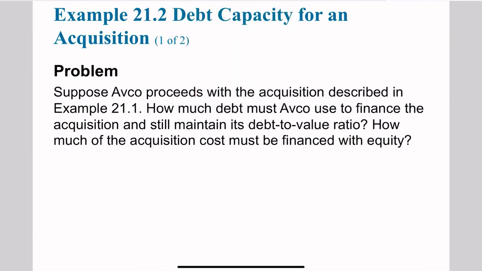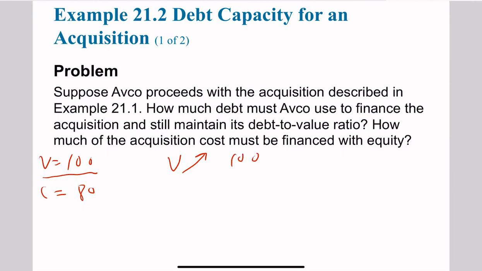Let's recall the numbers we got in the last example. So we know the acquired firm has a value of $100 million. And we also know that the cost of the acquisition is $80 million. Now, think about this. Basically, if Avco acquires this project, then Avco's value will increase by $100 million.